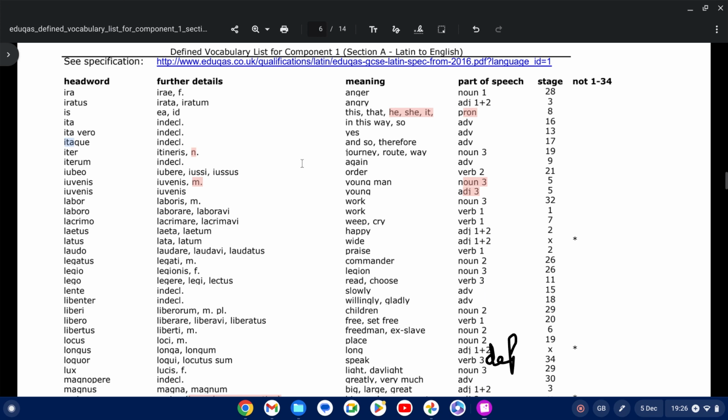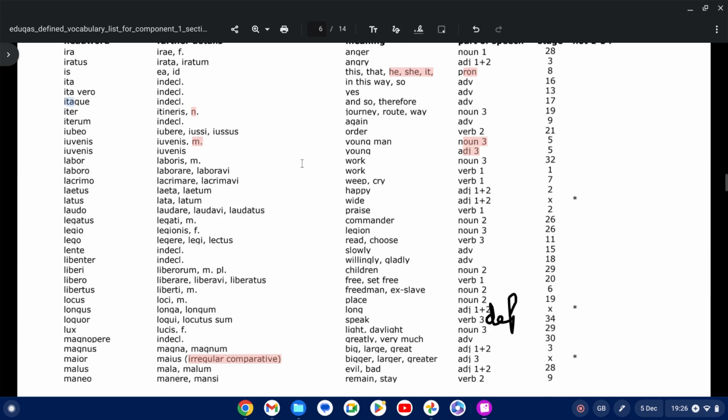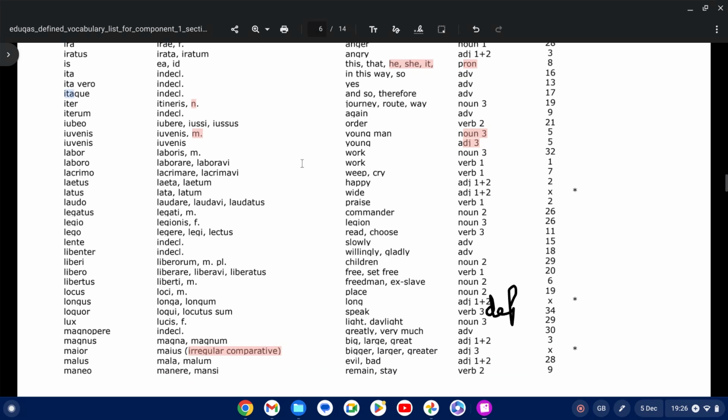Next, laetus, laeta, laetum, a more usual 2-1-2 adjective. It just means happy. Again, not a huge amount I can say to help you with this, however, you've probably seen it lots before. Next, latus, lata, latum means wide.